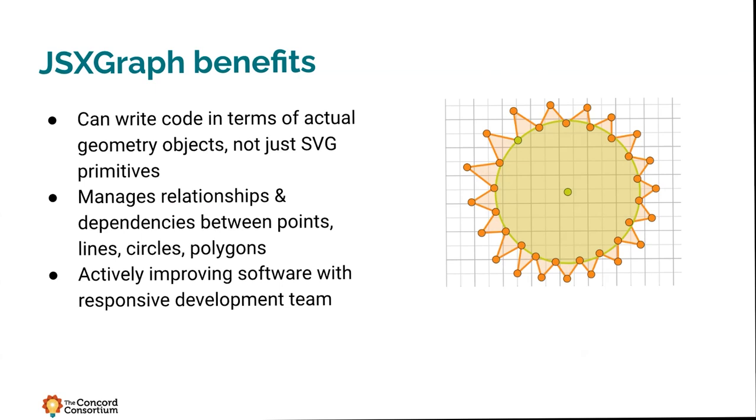It can calculate the lengths and areas for us and manage the relationships between those objects. So, it knows that if we delete a point, then the line that was using that point as an endpoint has to go away and the polygon gets updated.